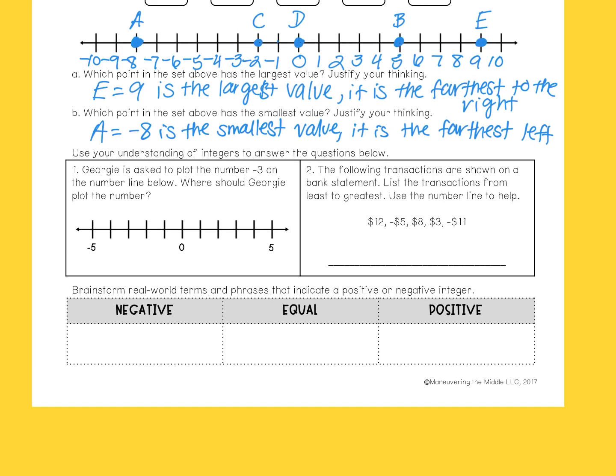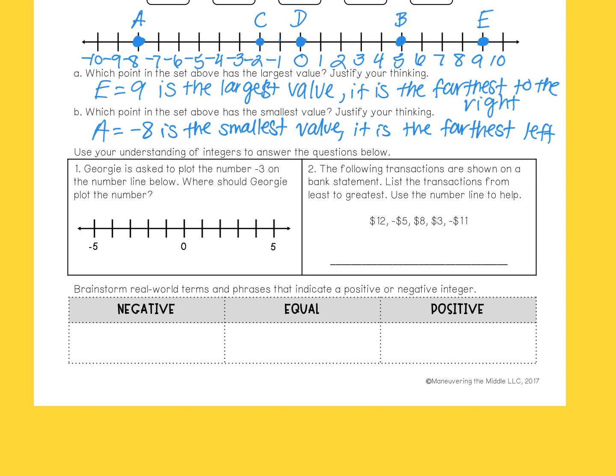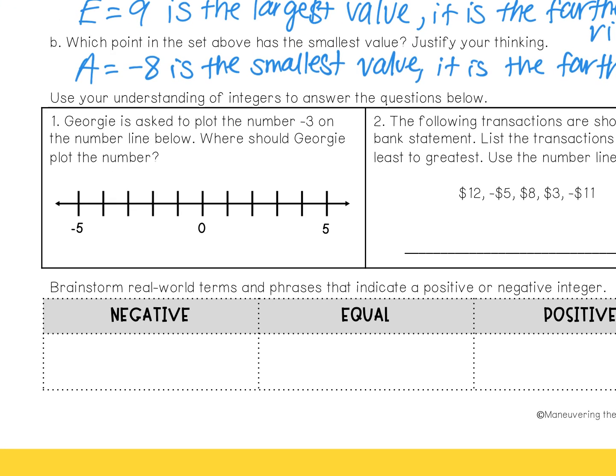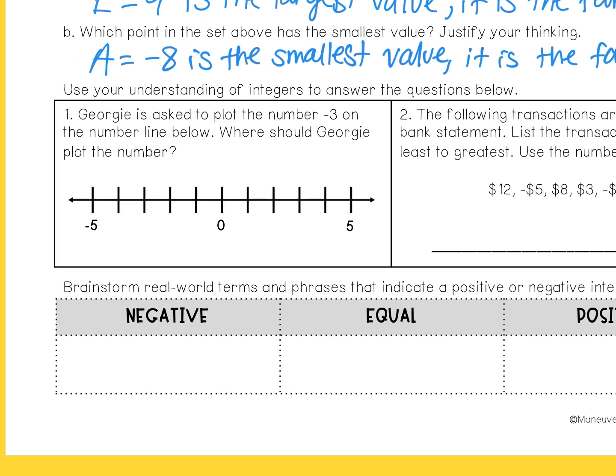Looking at number 1, Georgie is asked to plot the number -3 on the number line below. Where should Georgie plot the number? So when I look at this number line here, I've got 0. All the way to the right, I have +5. And then all the way to the left, I have -5.